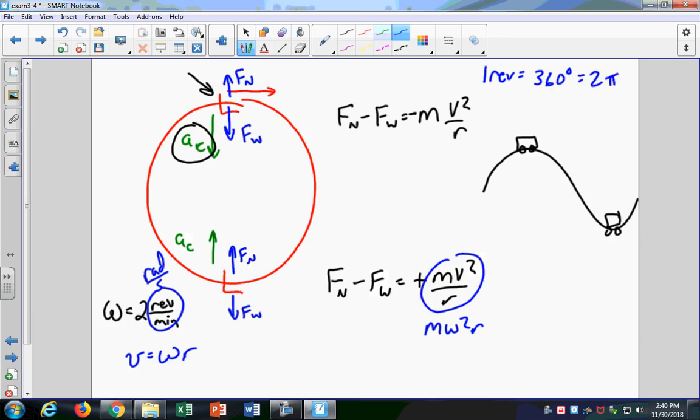So 2 revolutions per minute, for example, equals 2 revolutions times 2 pi radians per 1 revolution, and then you also take care of the minutes, 1 minute per 60 seconds, which gives about 0.21 radians per second.